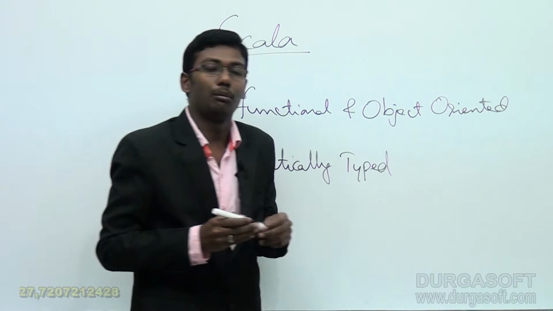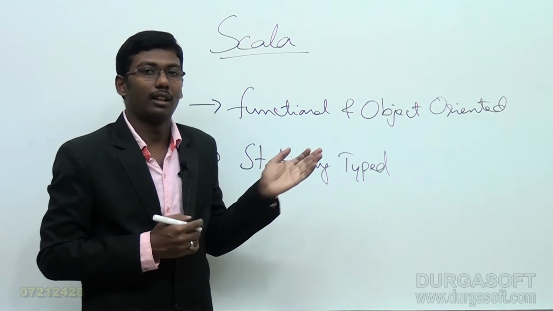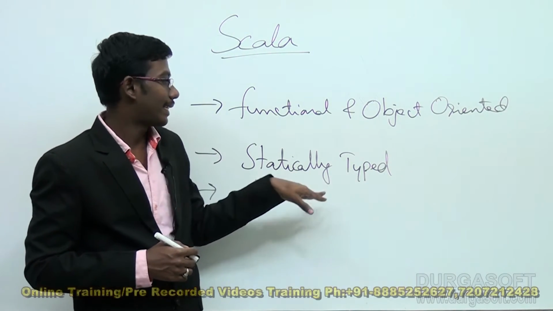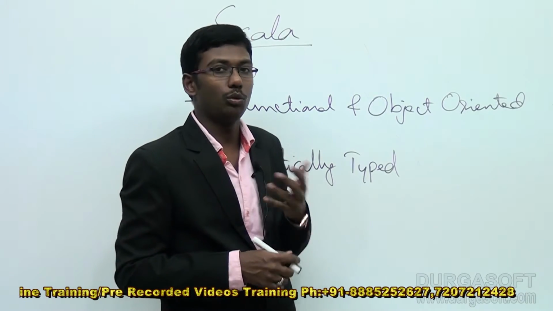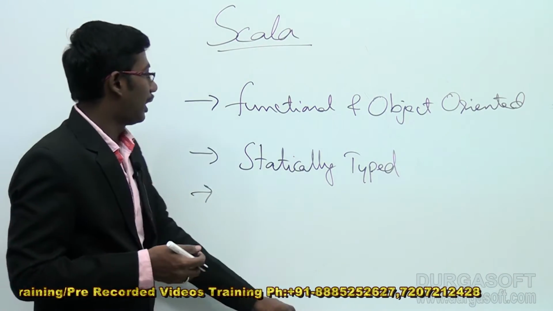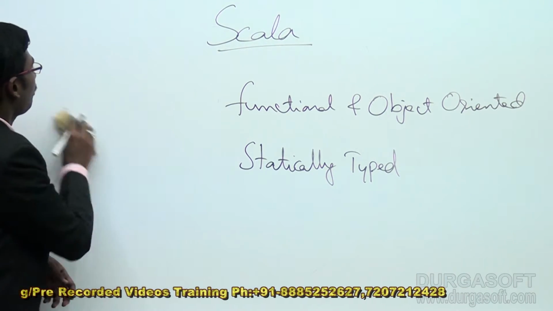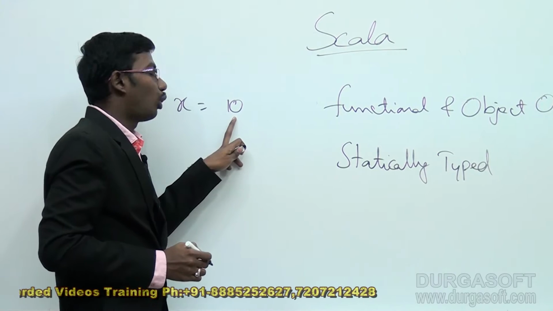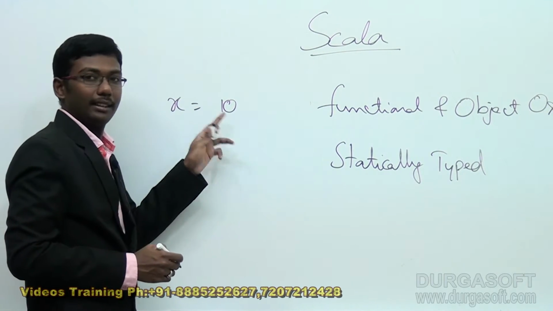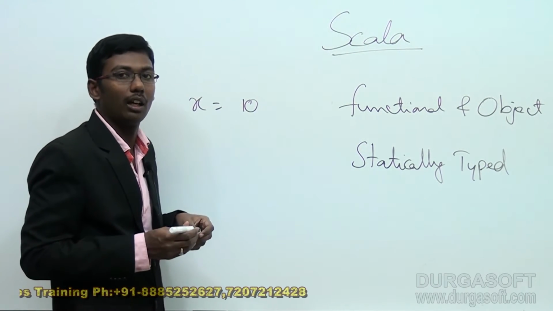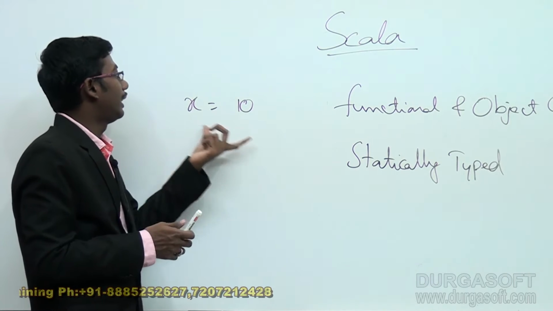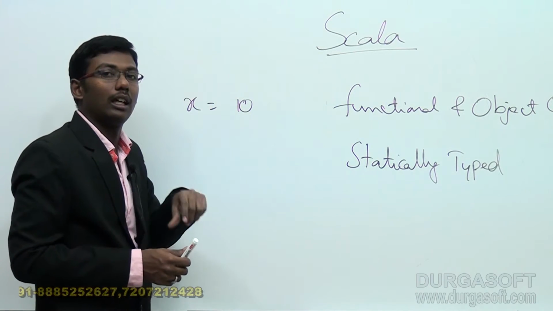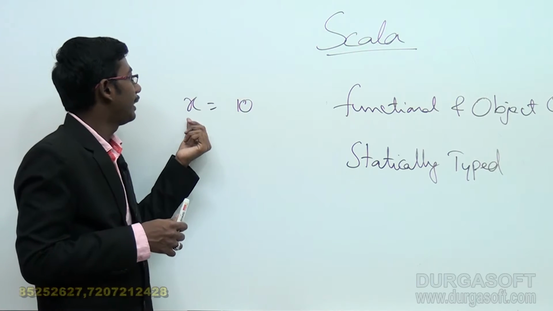What is meant by statically typed? If you compare Scala with other programming languages, Scala is statically typed. To understand it, let's consider one example. Suppose I am taking the x value as 10. To store the value 10, we have to declare x as an integer. In normal programming languages like C, C++ or Java, we have to do it like that. I need to declare this value as an integer. But in Scala we need not declare the data type. If you directly give x is 10, the Scala compiler itself will take x as an integer.